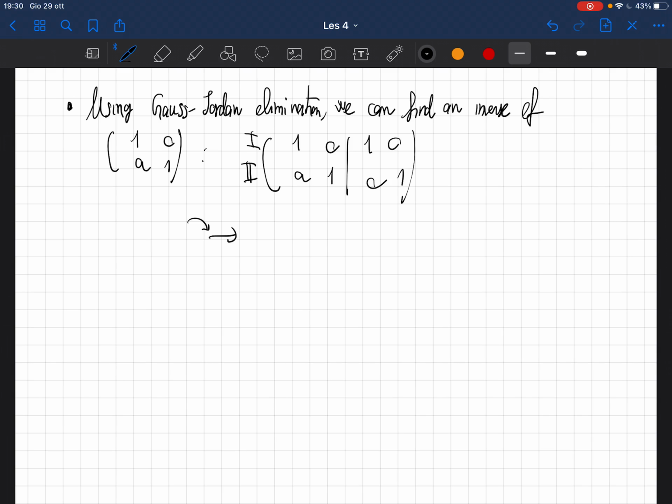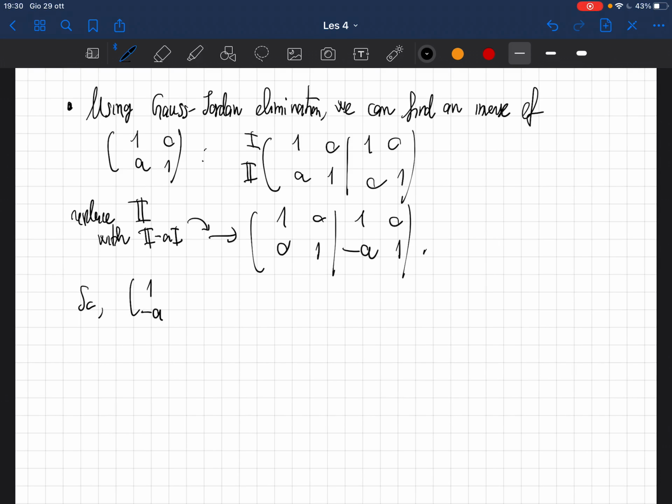I'm making this a little more compact, because you can just replace row 3 with row 3 minus A times row 1, and so this is it, minus A 1 1 0. So 1 minus A 1 0 is the inverse of 1 A 1 0.